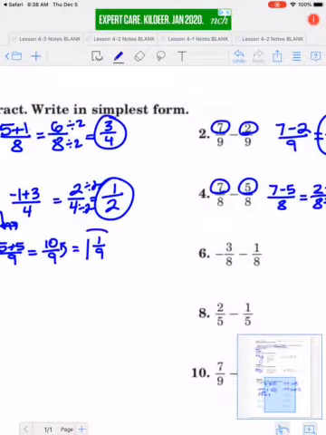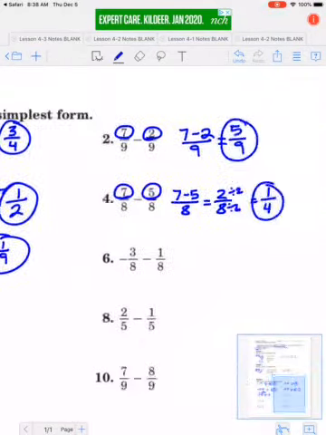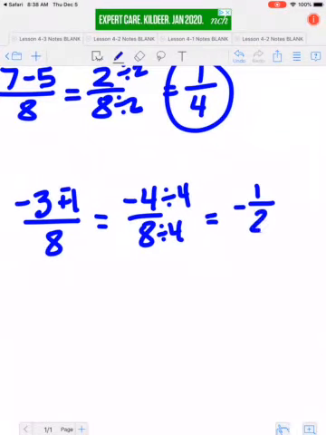Okay, and the last one that we're going to do together is number 6. So we have negative 3/8 minus 1/8. So we're going to do negative 3 minus 1 all over 8. Remember, when you have minus 1, you can add the opposite. So negative 3 plus negative 1 is negative 4. Then you can divide by 4 on the top and the bottom, and you would end up with negative 1/2.